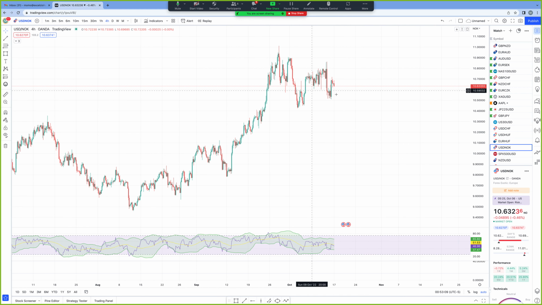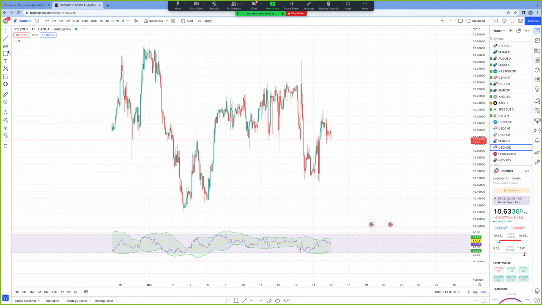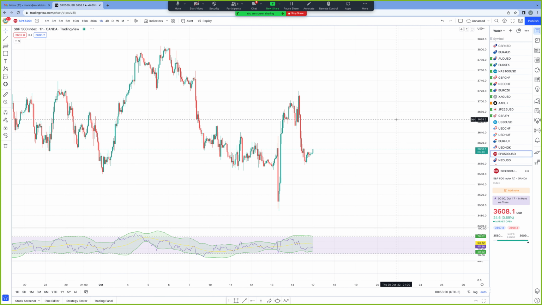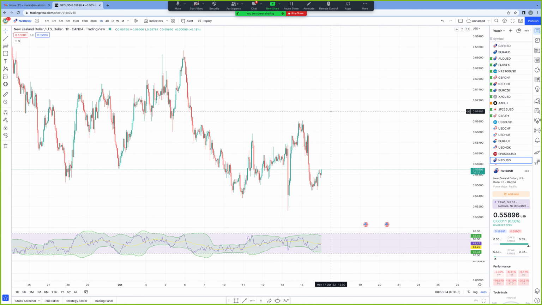USD NOK, just ranging around the zone, lower time frames, same thing as well. On the H1, we can mark up this zone, however. Have a nice support there. SPX, nothing too clear, same with the other indices.